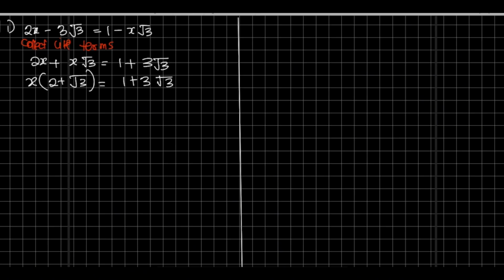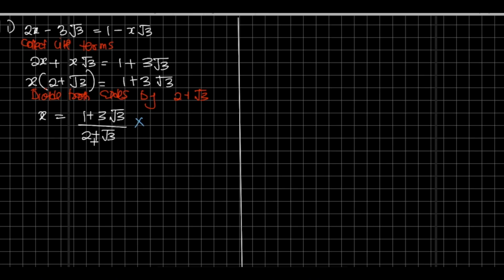Here we're going to divide to make x the subject of the formula. We divide both sides by 2 plus root 3. So we're going to have x equals 1 plus 3 root 3 all over 2 plus root 3. Then we can start rationalizing the denominator.